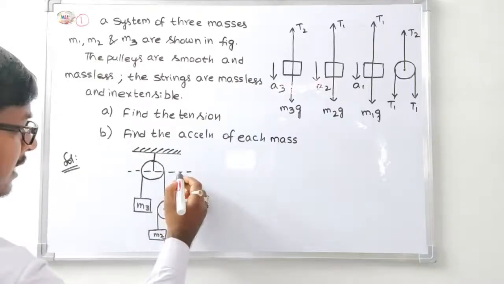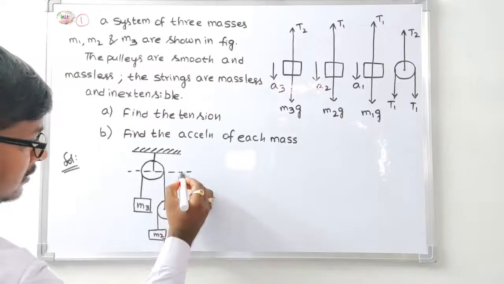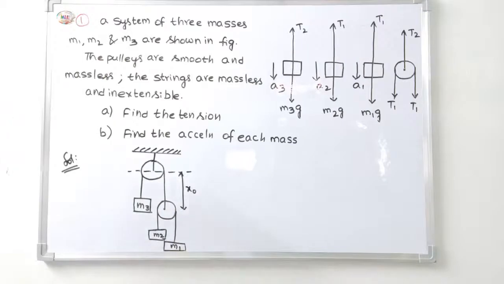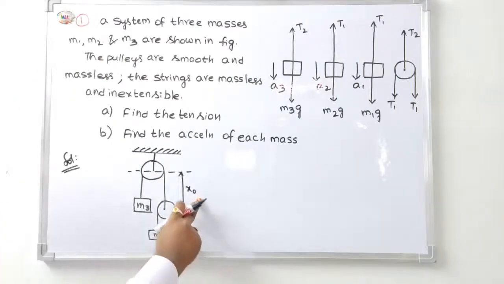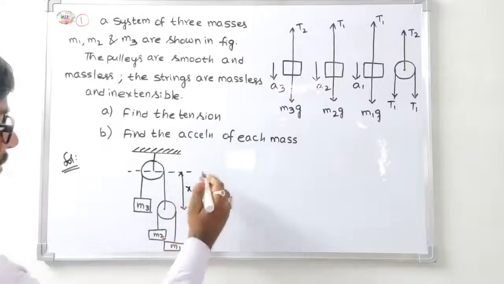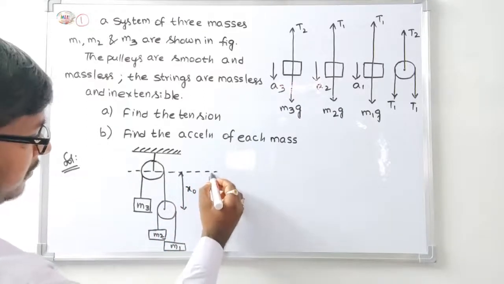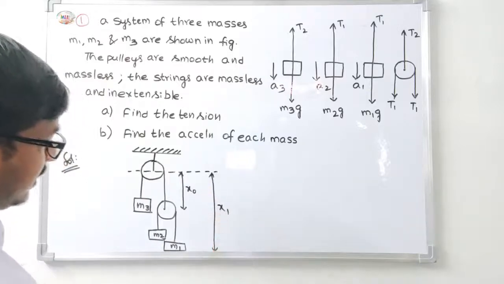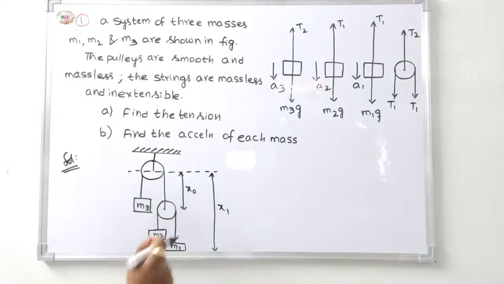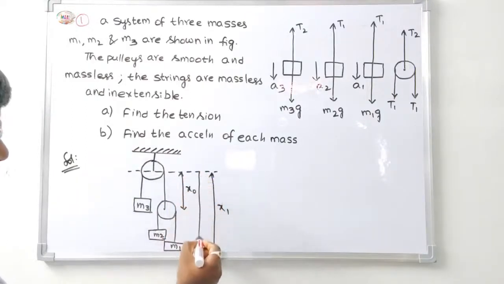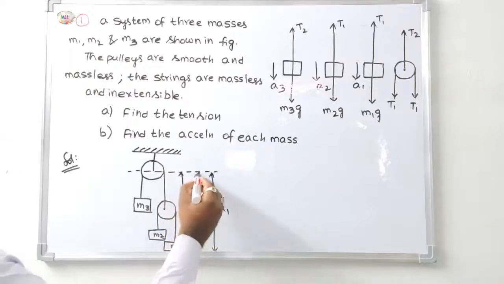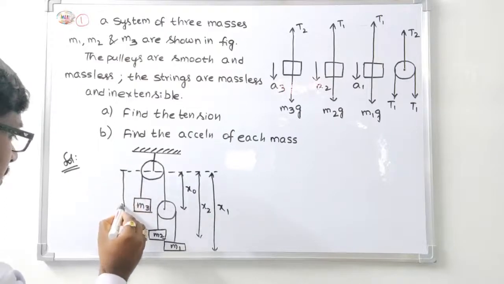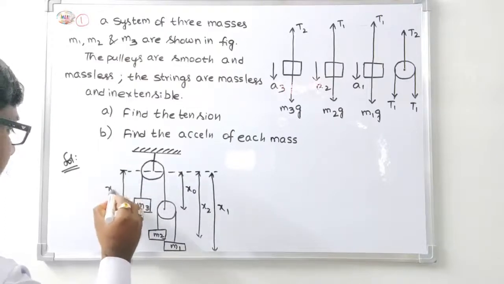The first pulley is fixed, and the second pulley is the mobile one. This distance is x0. Next, from the center of the pulley to the first block, the distance is x1. To block M2, the distance is x2. To the third block, the distance is x3.